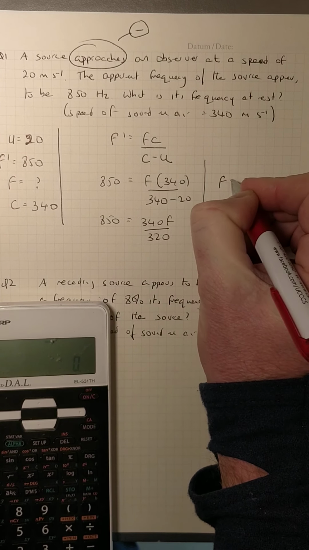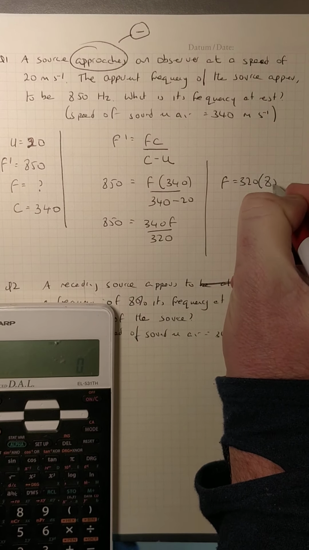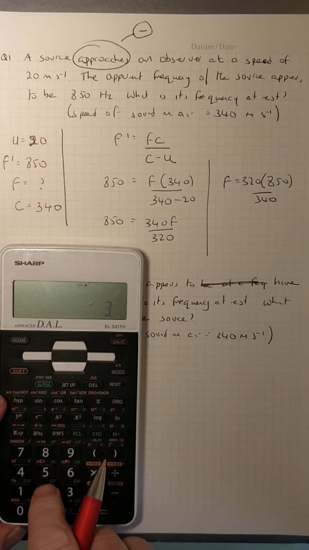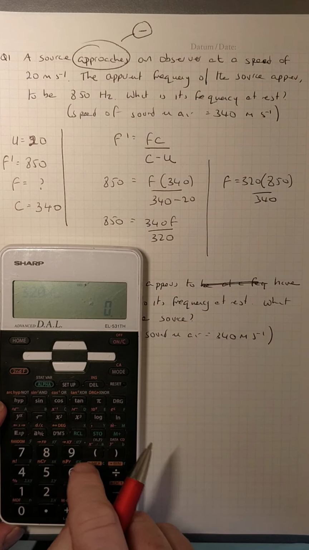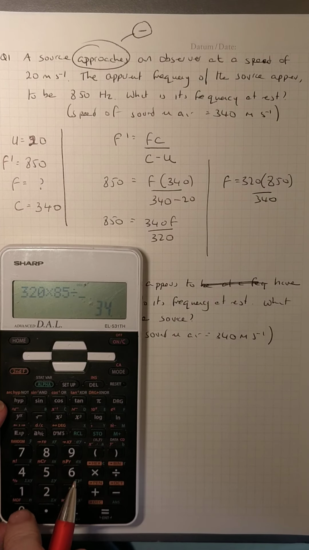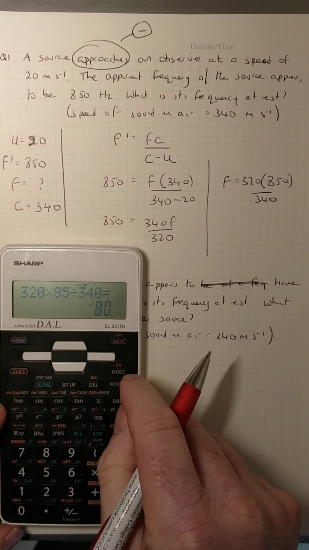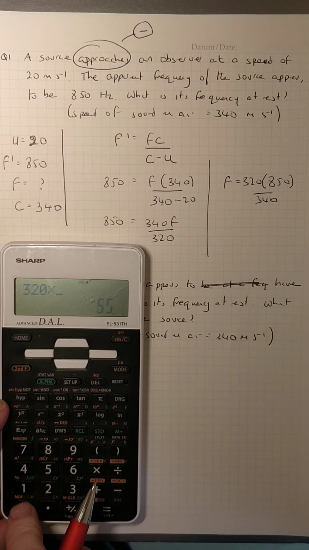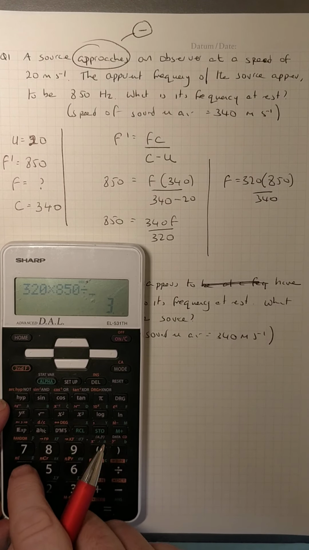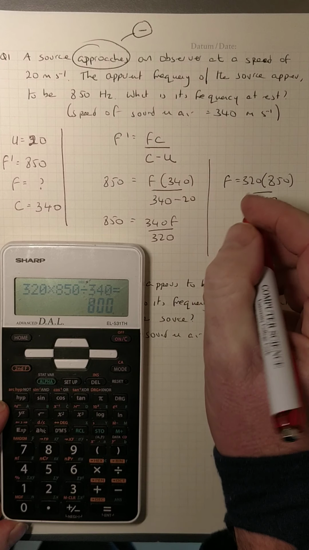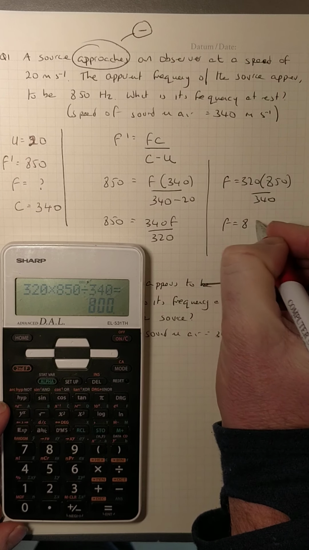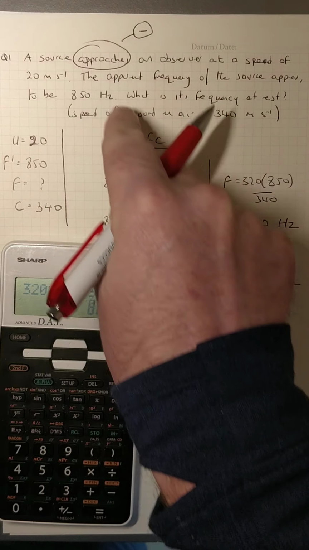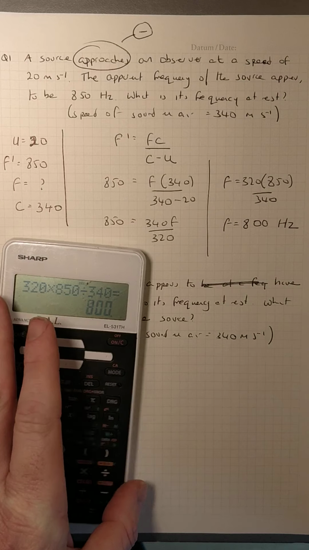To finish, F is equal to 320 by 850 over 340. So 320 multiplied by 850 divided by 340, and we're getting 800 hertz. So the actual frequency is 800 hertz, which is less than the apparent frequency, which makes sense because it's approaching.